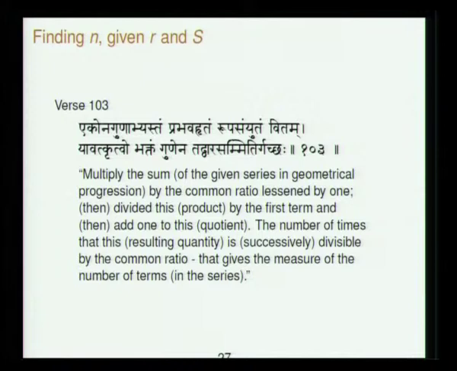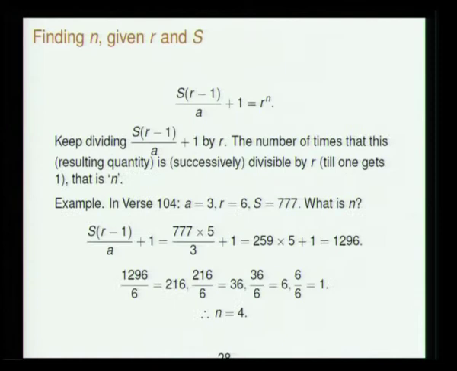And finding n, given R and S, that also he gives. So, for instance, S into (R minus 1) by A plus 1 is R to the power of n. You can express that sum like this. So, you keep dividing this quantity by R; the number of times that this resulting quantity is successively divisible by R till one gets 1, that is n. So, this is somewhat simpler. Okay. Suppose A is 3, R is 6, S is 77, what is n? So, this quantity is crucial, right?